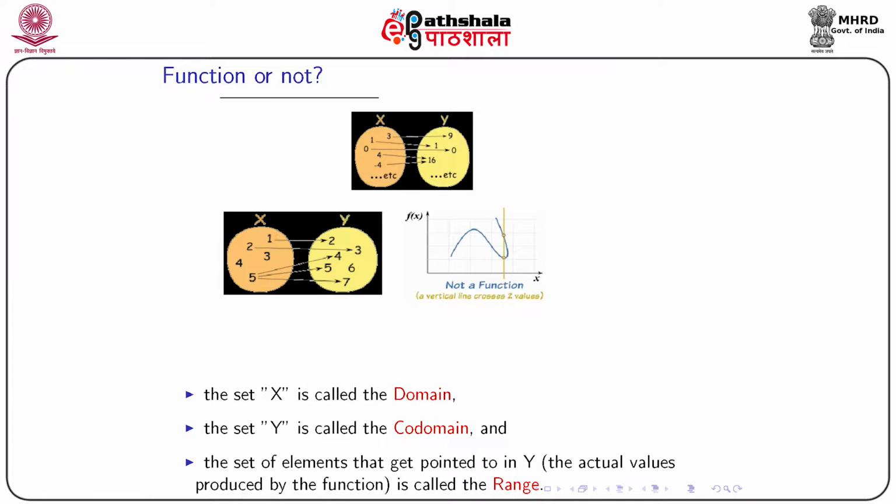The set X is called the domain of the function, and the set Y is called the codomain. And the set of elements that get pointed to in Y, that means the actual values produced by the function, is called the range. So here we have three things: domain, codomain and range. Range and codomain correspond to Y, whereas domain corresponds to X.